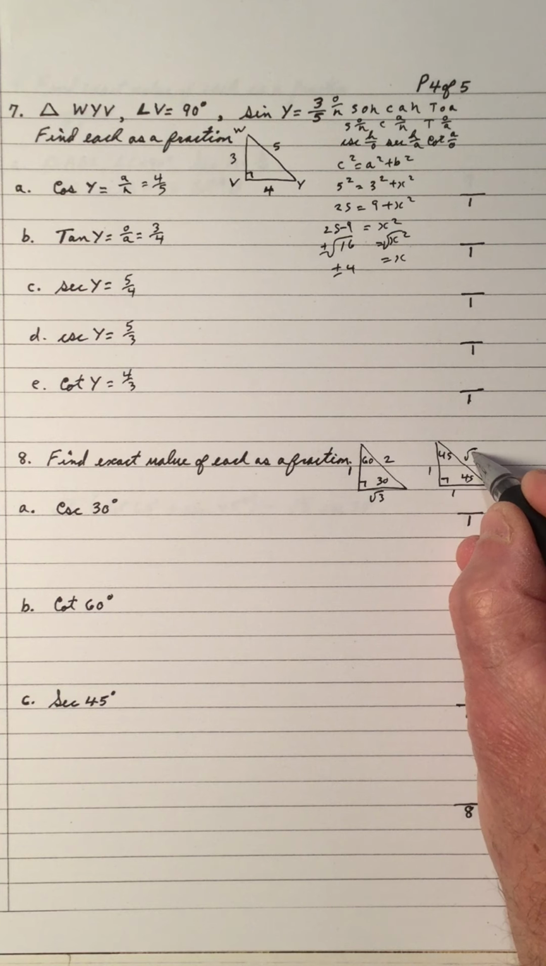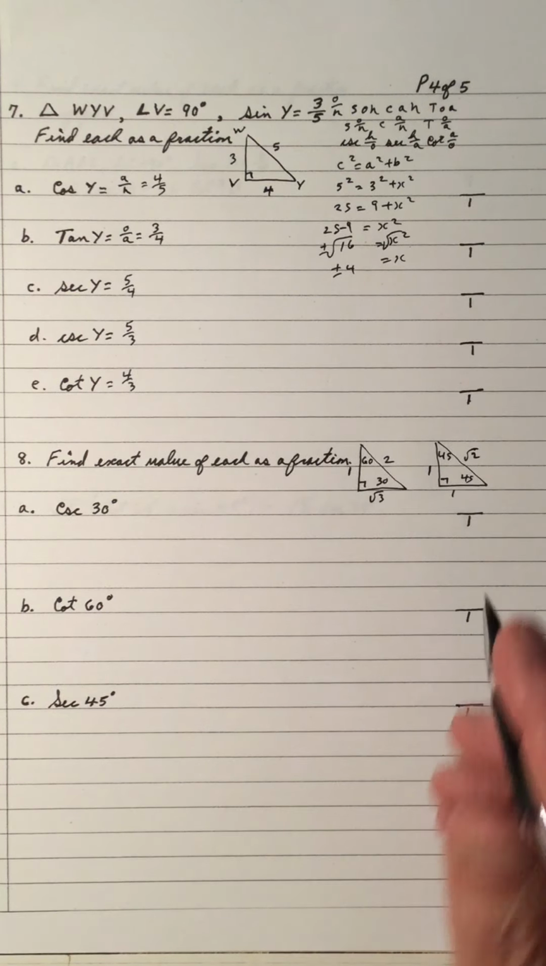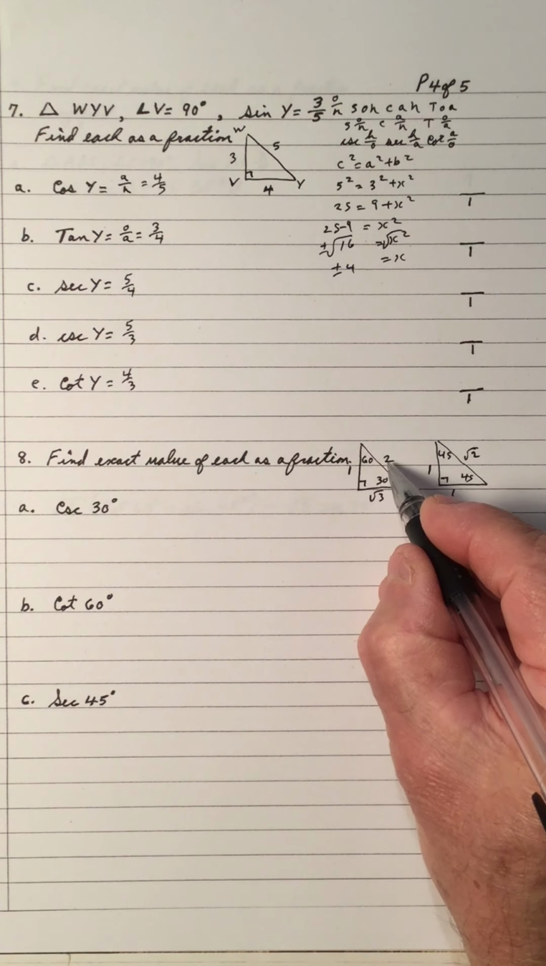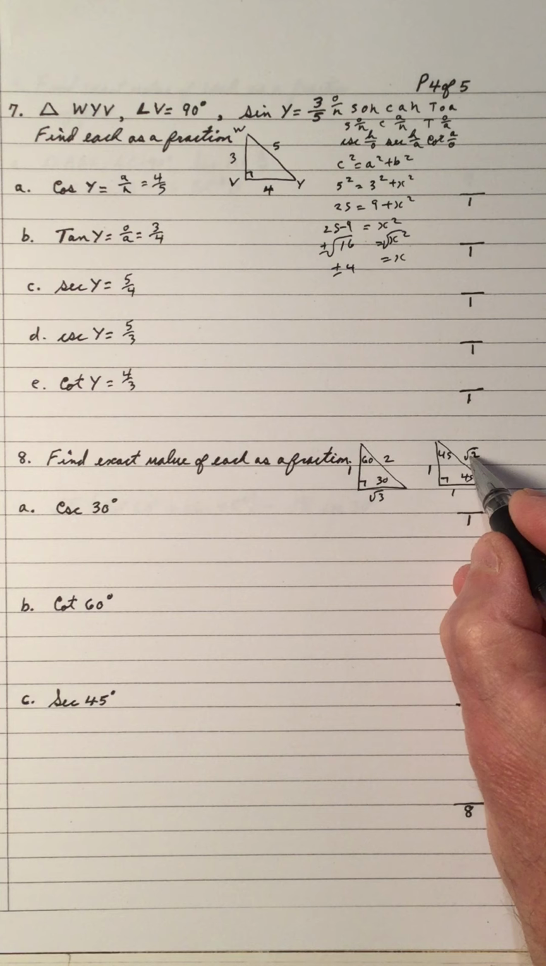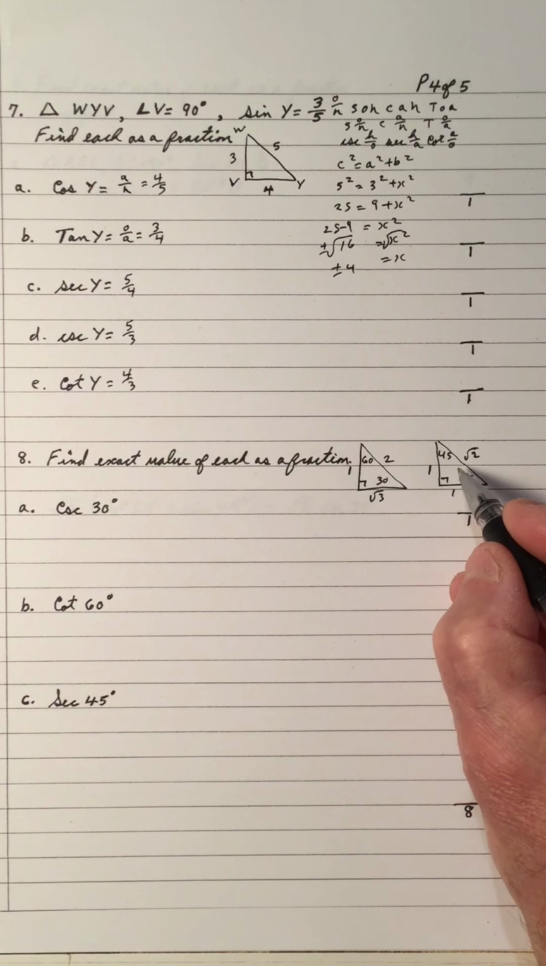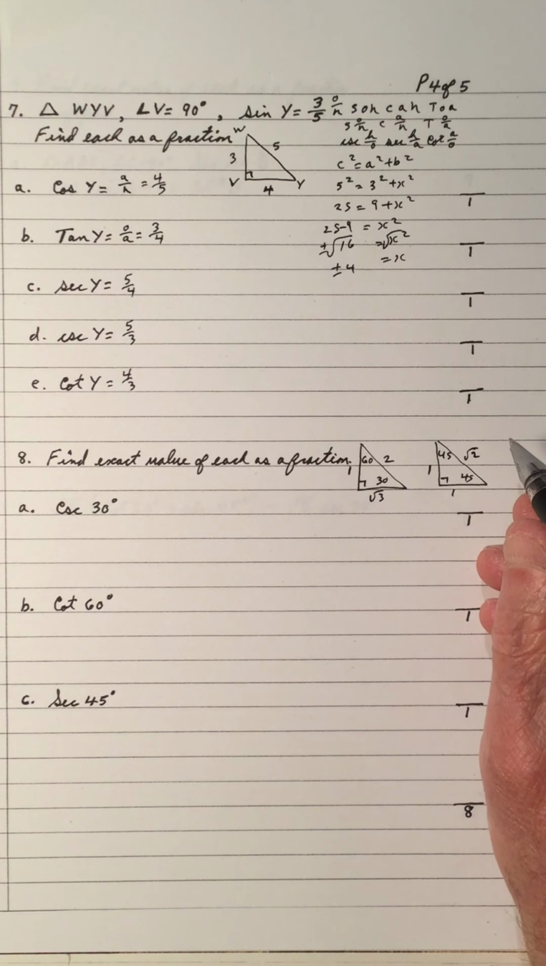And I use these when I'm doing trig to do ratios. Notice I could go n, n root 3, 2n, or n, n, n root 2, but I don't need the n's when I'm dealing with trig because the n's will cancel out between numerator and denominator.